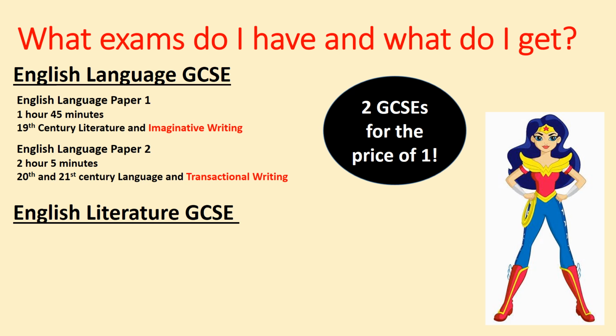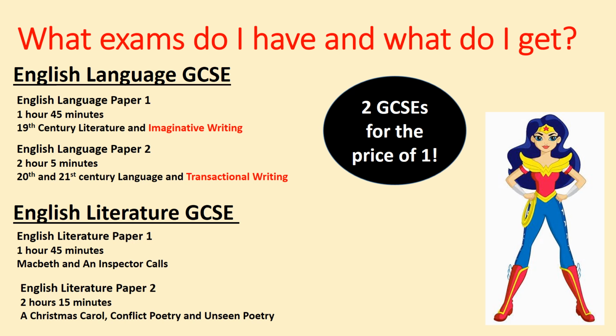Okay. For your English literature, you have your English literature paper 1, which is on Macbeth and An Inspector Calls. And then literature paper 2, which again is the longer paper, that's 2 hours and 15 minutes, which you'll find goes by in the blink of an eye, actually. And that's on A Christmas Carol, conflict poetry, and unseen poetry. So there's 3 parts to that exam, and you get an extra half hour for that third part. Okay?